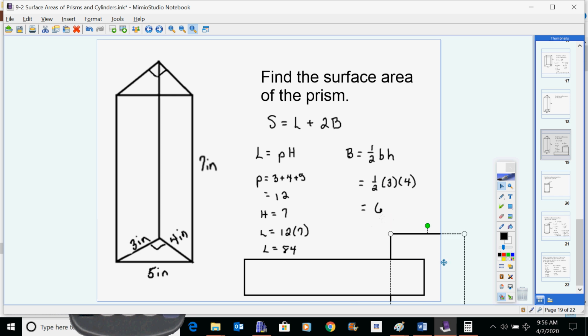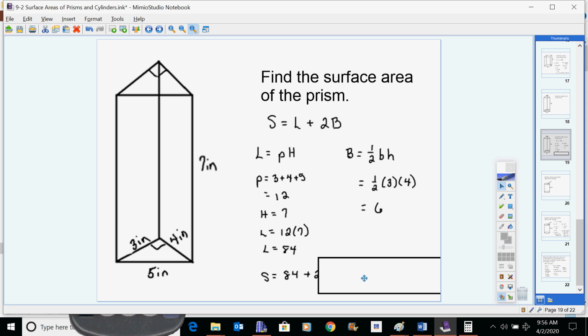So 1/2 of 12 is 6. So I have a lateral surface area, and I'm adding it times 2 of those triangles for the base, because there's 1, 2 of them. And so I end up with 96 for my surface area of my prism.